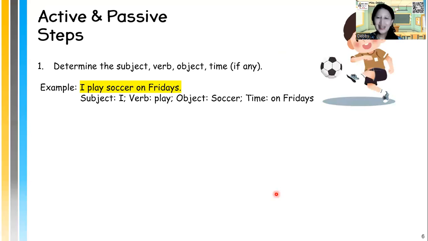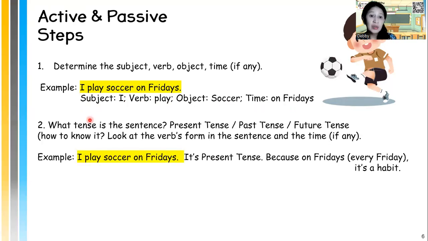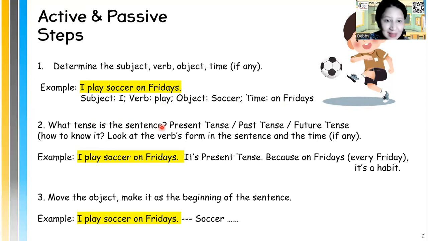Next, here are the steps. Okay, first you have to determine the subject, verb, object, and time, if any. Example: I play soccer on Fridays. Determine the subject, I, the verb, play, the object, soccer, the time is on Fridays. So now, what tense is this? From this sentence, you know already that it is a simple present tense, yeah? Because on Fridays means it's every Friday, it's a habit, right?